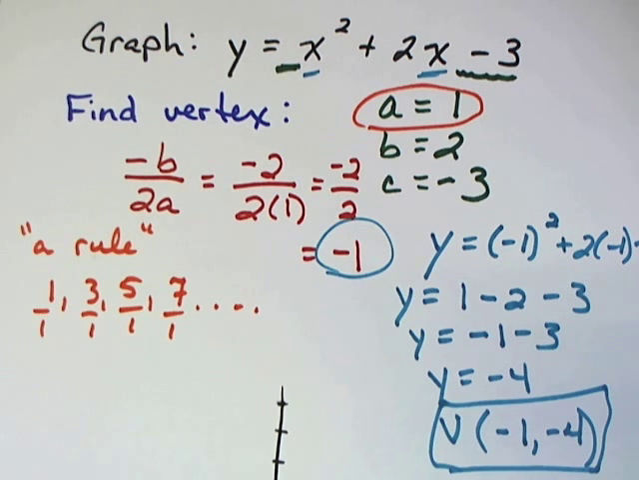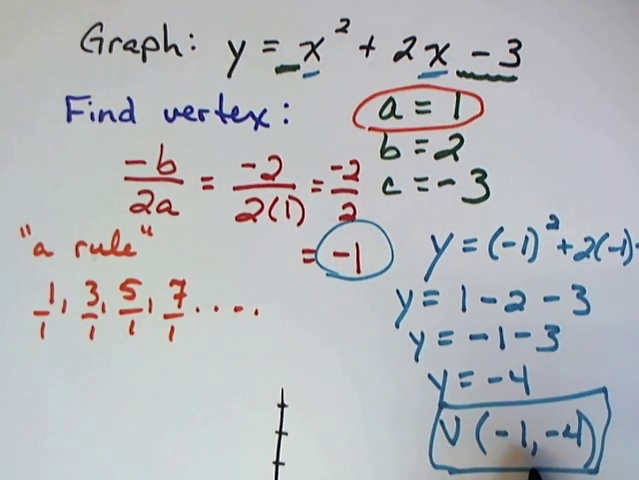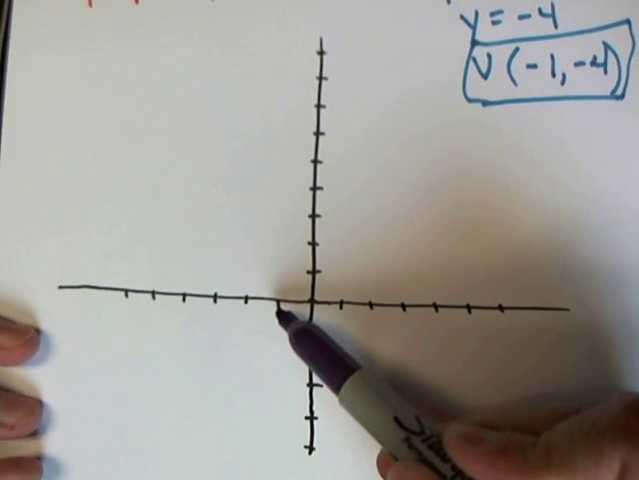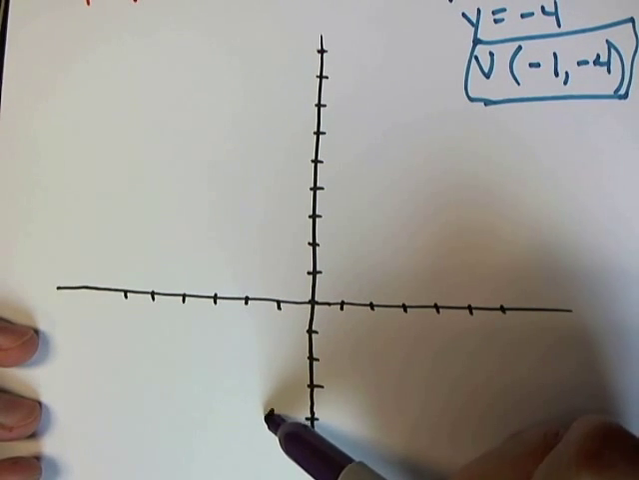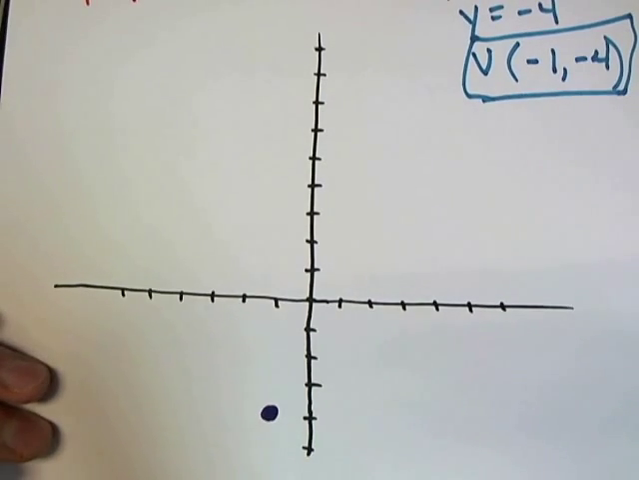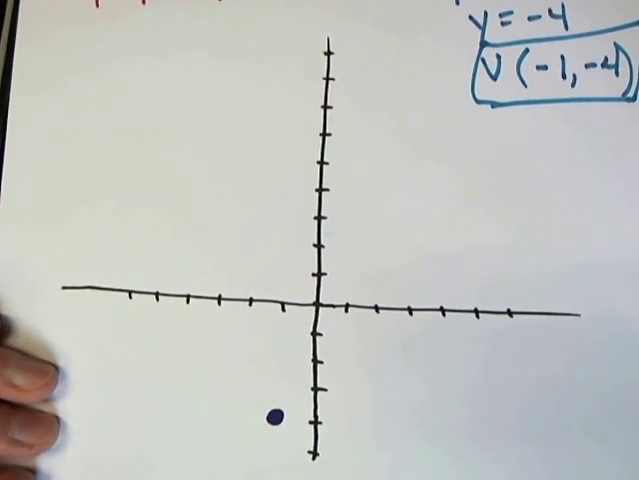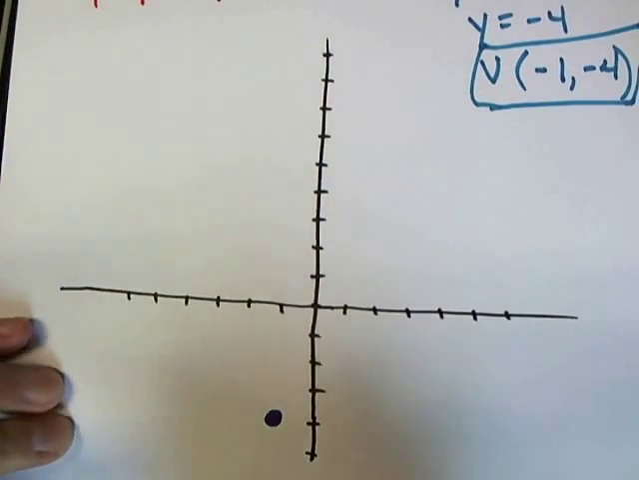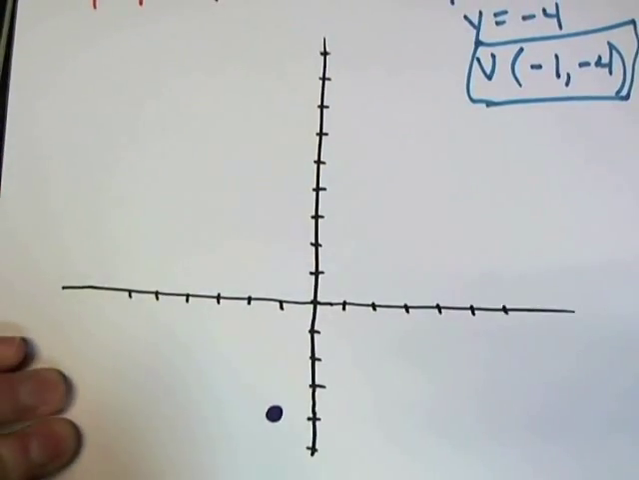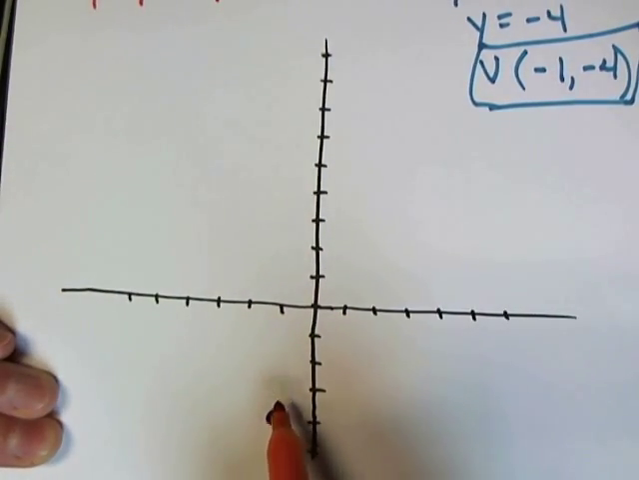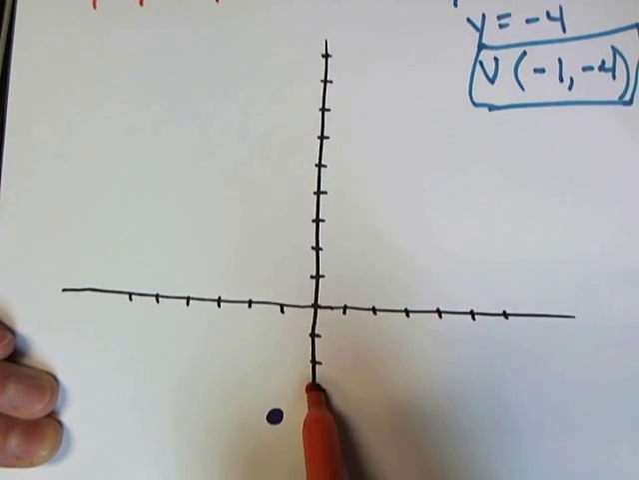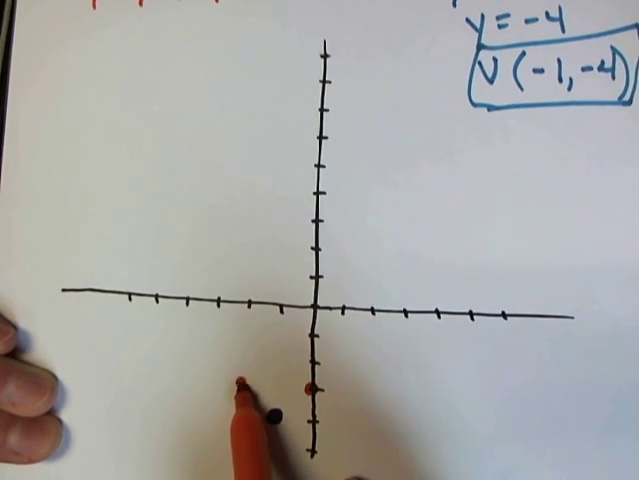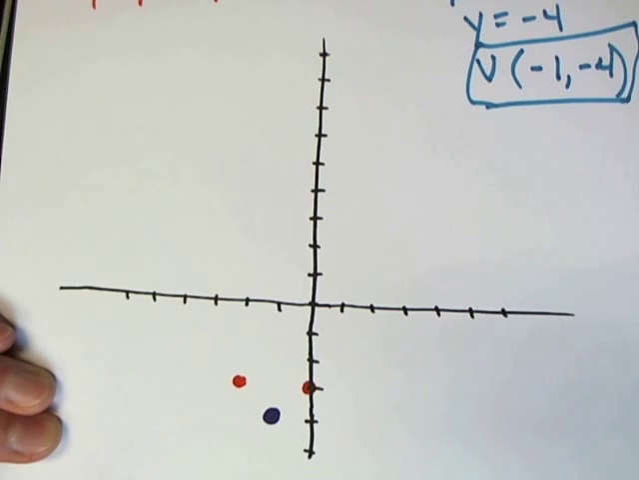Now let's go through and plot our points. The vertex is at -1, -4, so I go down here on my graph, -1, -4. There's my vertex. Now remember the rule of symmetry. My A is positive, so my graph is going to open up. So everything's going to go upwards. Now my first slope was 1, so from this point I'm going to go up 1 and over 1. But I also have symmetry. So if I go up 1 and back 1, I get the symmetrical point.